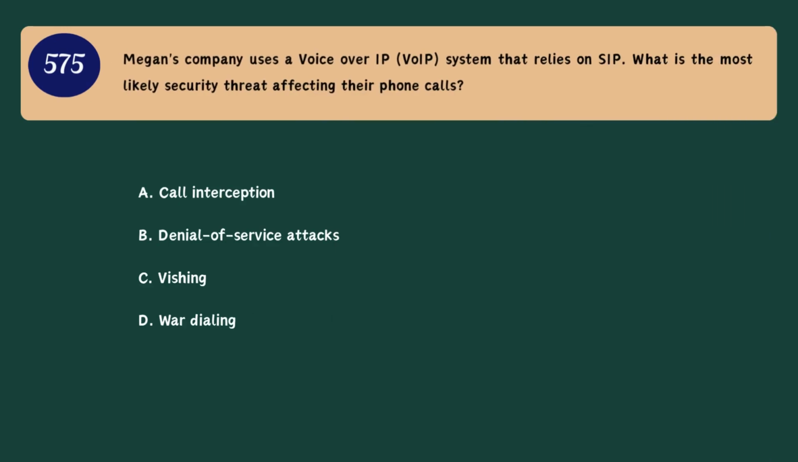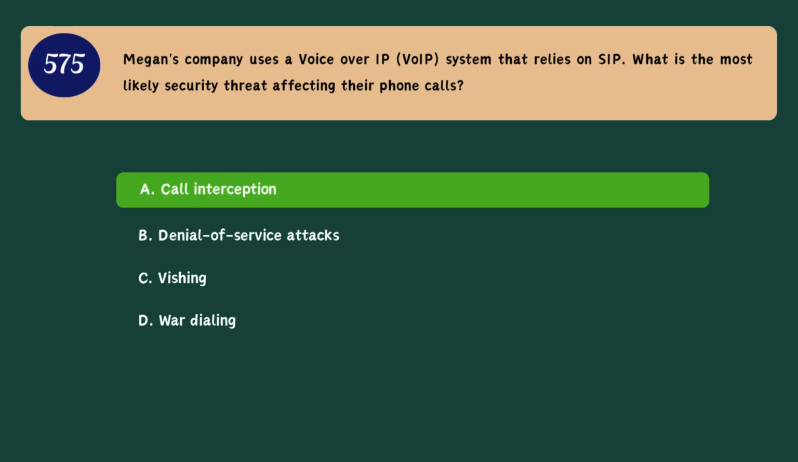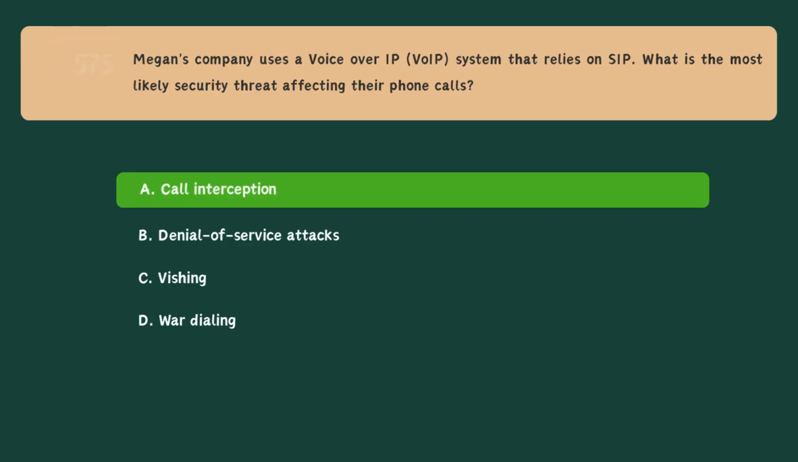Question 575. Megan's company uses a voice-over IP system that relies on SIP. What is the most likely security threat affecting their phone calls? A. Call interception. B. Denial of service attacks. C. Vishing. D. War dialing. Correct answer. A. Call interception.